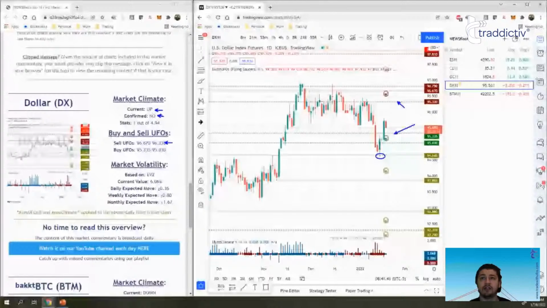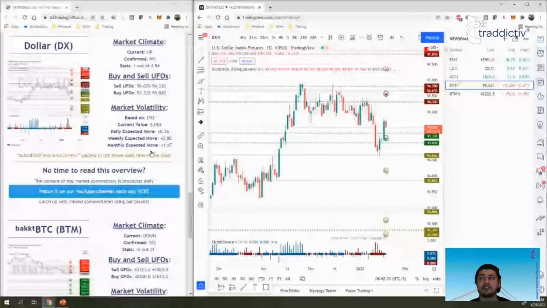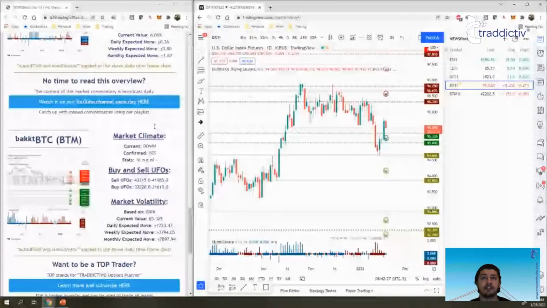If we're looking at the dollar, as we've said, there's been several times where it just touches and goes off our daily UFOs, which is really interesting to see. There was one here before when we were doing our analysis. And then, of course, it pulled back from this UFO here, touched it and went. So that's what we have right now for the dollar. It is an unconfirmed climate, so still kind of sitting on hands, 6.06% daily volatility.